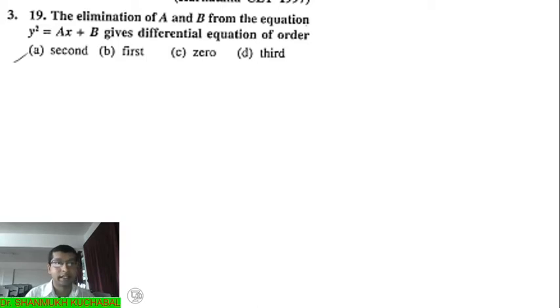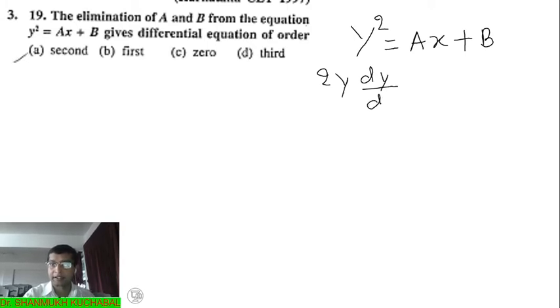Next example, example number 3. The elimination of a and b from the equation y square equal to ax plus b gives a differential equation of order. So first we will take that expression, y square equal to ax plus b. Further we will differentiate this one. Differentiating, y square differentiation is 2y dy by dx equal to a into x differentiation, which is 1, plus 0. So further, once again we differentiate because we need to eliminate a.